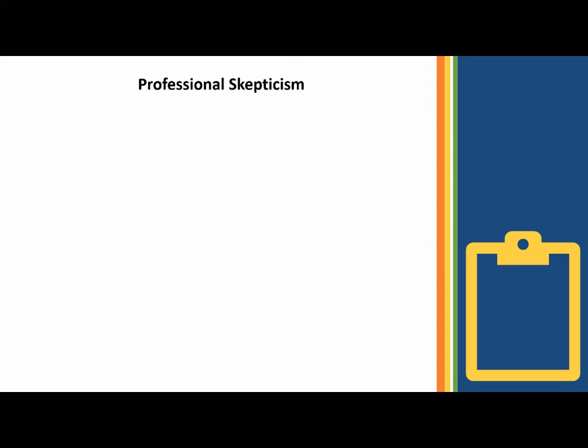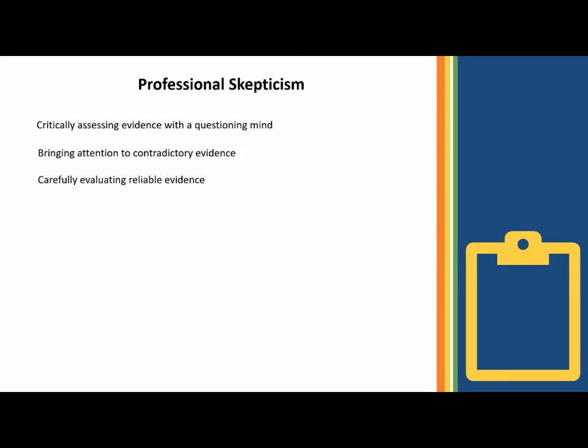Next is professional skepticism, critically assessing evidence with a questioning mind, bringing attention to contradictory evidence that doesn't line up with other evidence that you've got. Seems odd that it doesn't? Question that. Bring attention to it. Carefully evaluate reliable evidence. Just because it looks reliable and seems reliable doesn't mean it is the original documents and that it can be relied on. So you want to reasonably evaluate the authenticity of those documents.